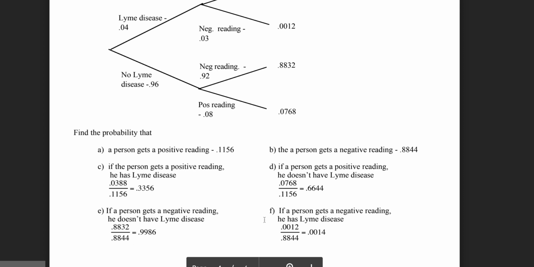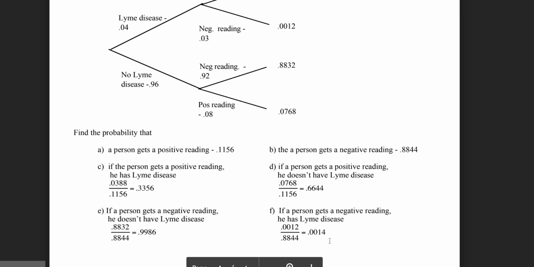And then out of that, what's the probability that you actually don't have it, right? So you get a negative reading, and you actually don't have it. So that's 88 out of 88 almost. And you get this really high percentage chance. And the test is set up that way. It's like, okay, if you get a negative reading, we're 99.8% sure that you really don't have it.